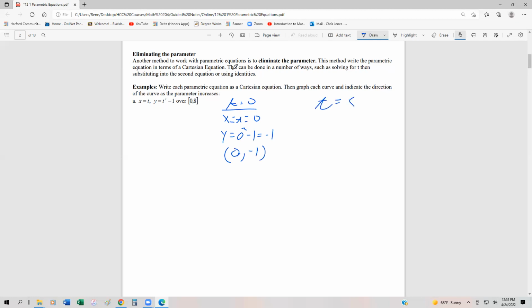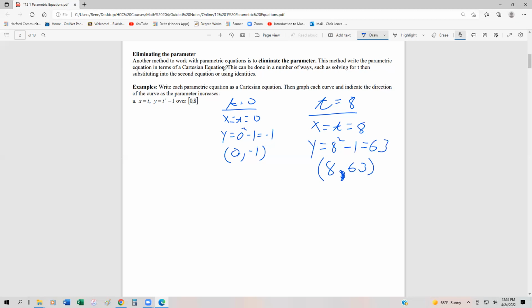And then the terminal point, t equals 8. Since x is equal to t, that's going to be 8. And since y is equal to t squared minus 1, that'll be 8 squared minus 1, which is 63. So another point that we have is the point (8, 63) on the graph.